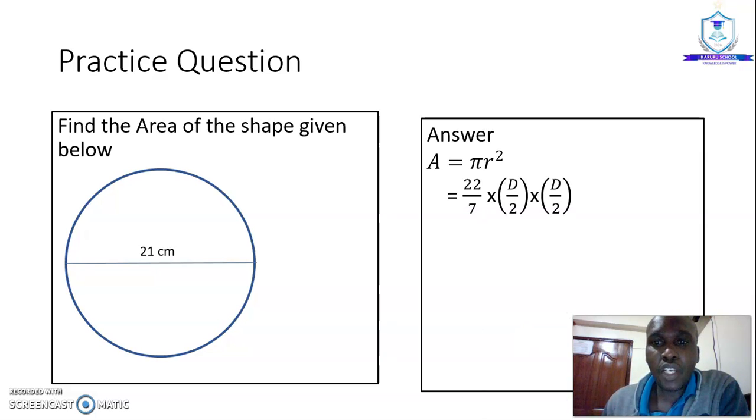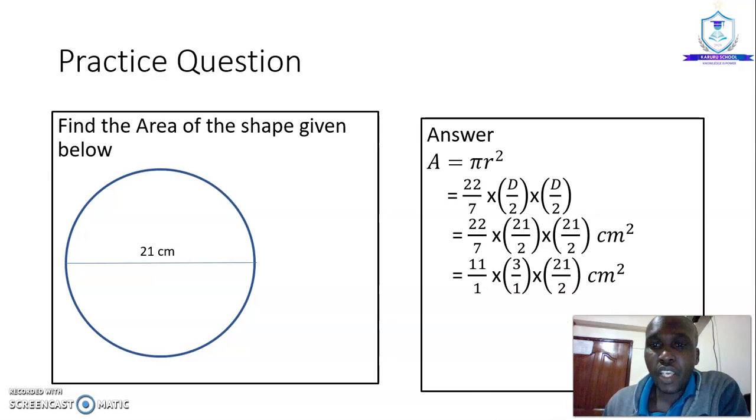So our formula now becomes pi, which is equal to 22/7, and then the value of the radius is given by the diameter divided by 2, multiplied by the diameter divided by 2. We have abbreviated that as capital D divided by 2 and capital D divided by 2 to represent the value of the radius. Substituting in the values, we have pi equal to 22/7, the diameter is equal to 21 centimeters, and to get the radius you divide that by 2 and then multiply by 21 divided by 2, and the units in this case will be centimeters squared.